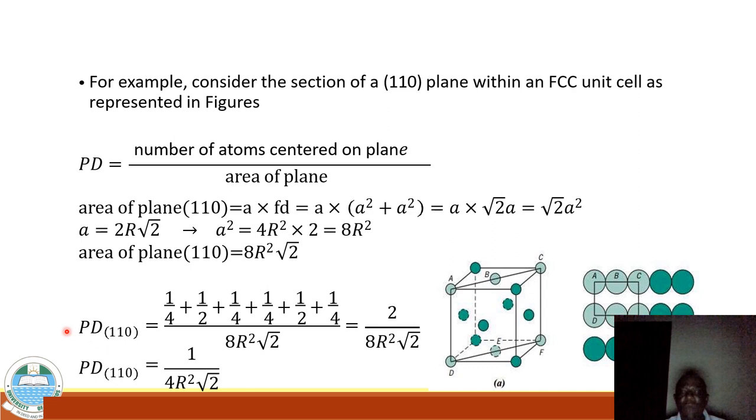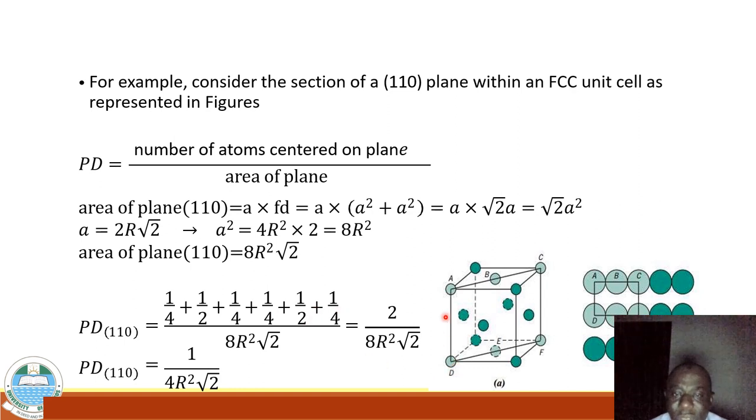So when you now want to get the planar density, you now add 1 quarter plus half plus 1 quarter plus 1 quarter plus half plus 1. Where do we get 1 quarter? This is it. This is 1 quarter. How many cells do we have here? 1, 2, 3, 4, 5, 6.